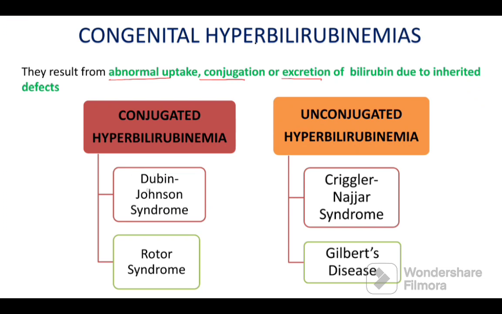The two syndromes which come under conjugated hyperbilirubinemias are Dubin-Johnson syndrome and Rotor's syndrome. We can remember these with the help of the mnemonic CDR: Dubin-Johnson's and Rotor's coming under conjugated hyperbilirubinemias. Whereas the unconjugated hyperbilirubinemia has two syndromes, Crigler-Najjar syndrome and Gilbert's disease.